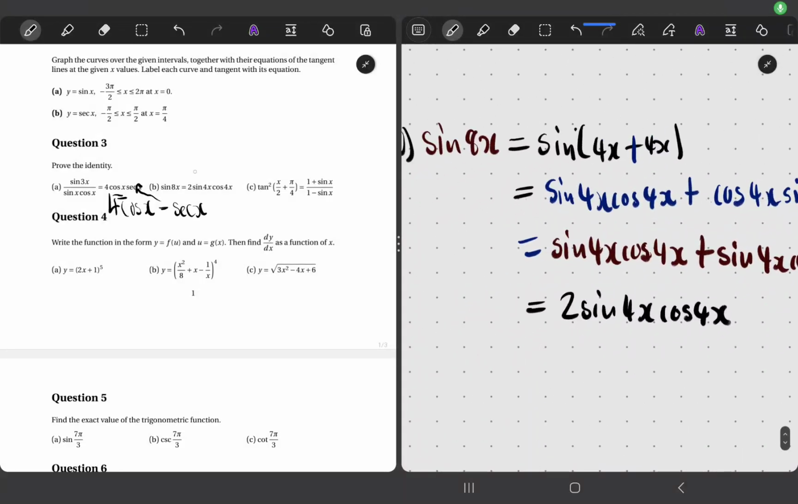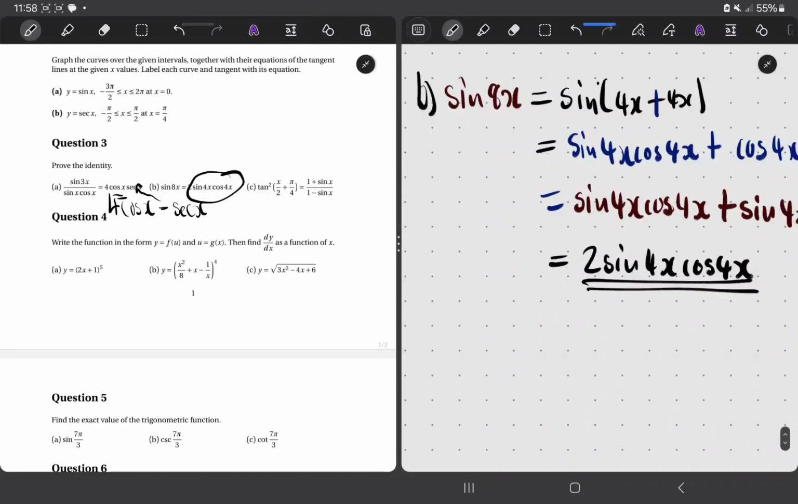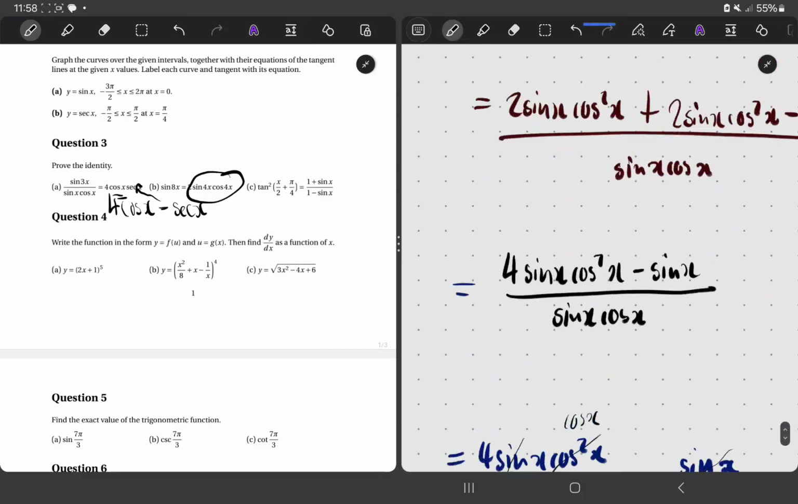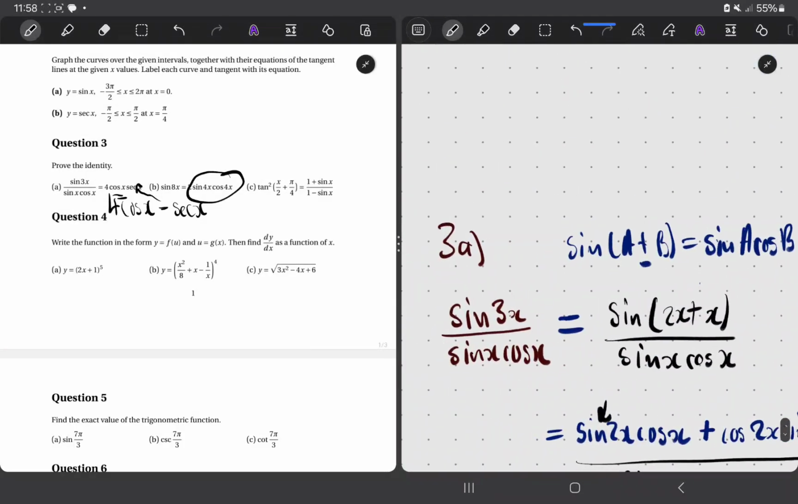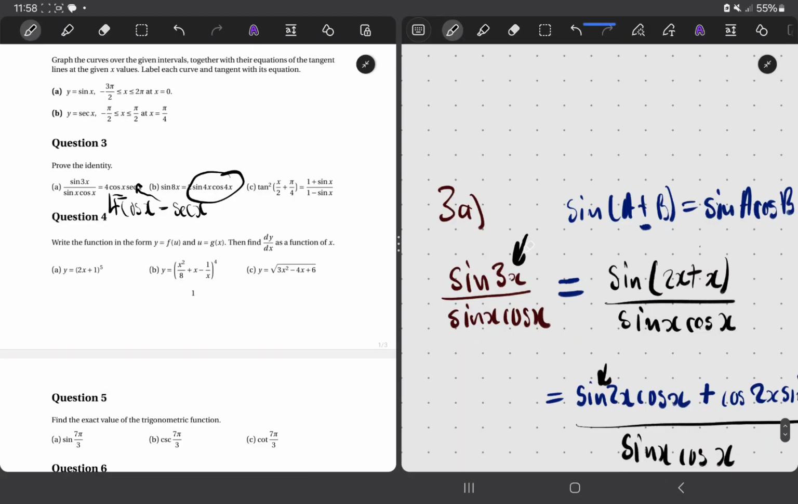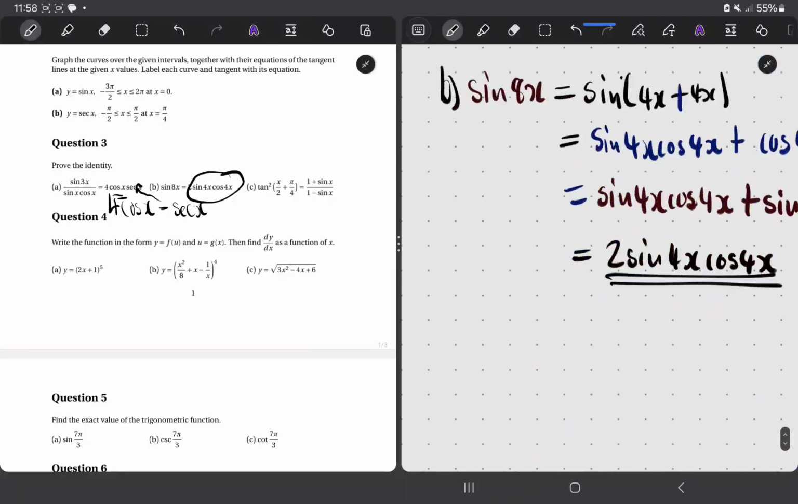In part B we have proved the identity because they said we should make it like this, and we have done that. So this is what you got to do. We were starting with this kind of way of splitting, like here we split sine 3x into sine 2x plus x. You should be good at this game.